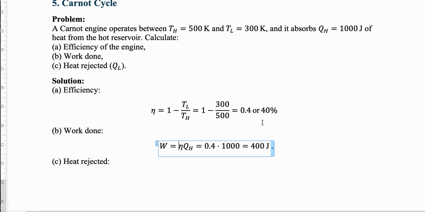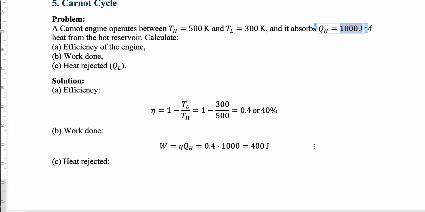If you know what is the efficiency, efficiency simply means how much of the supplied heat is converted into work. So 40% of the supplied heat is converted into work. So if you know what is the heat supplied, that is 1000 joule, then 40% of 1000 joule is 40 by 100 into 1000. So that means 0.4 into 1000, so it is 400 joule. So that is the work done.